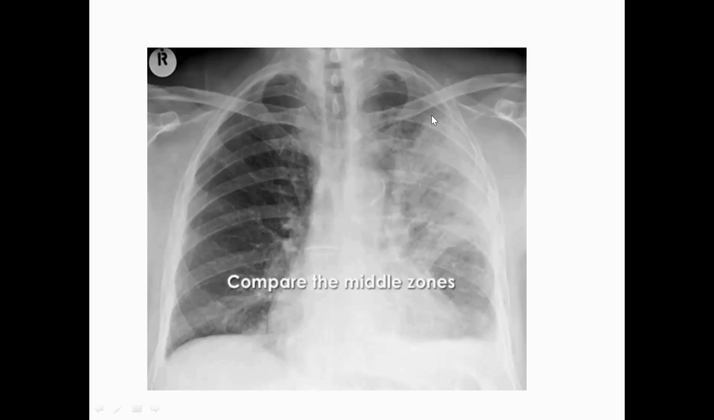Consolidation of the left middle, I said zone, not lobe. Consolidation in the left middle zone, which extends to the left hilum. But look, it did not obliterate the left cardiac border. This is clear; you can easily trace and outline the left cardiac border. That's why it's not a middle lobe. It's a consolidation of the left middle zone, not lobe.